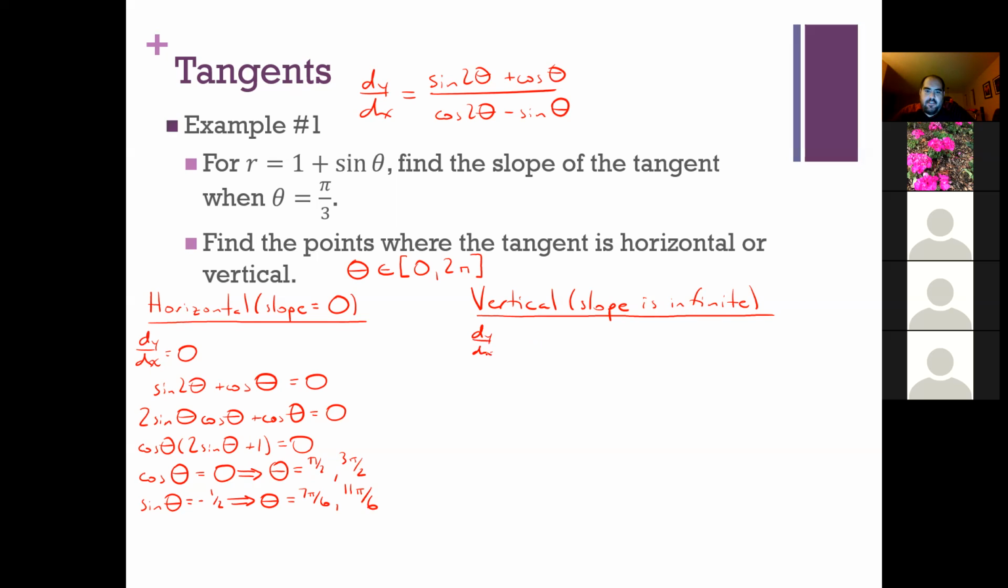So in that case, I want dy dx to be undefined, which will give me cosine 2 theta minus sine theta equals 0. And again, I've got a double angle I have to undo. You probably don't remember these, and I will give you the double angle identities again on the test, but just know that cosine 2 theta equals 1 minus 2 sine squared theta. That's one of the 3 identities you can use. I'm going to rewrite this as a quadratic where the leading term is positive. 2 sine squared theta plus sine theta minus 1 equals 0. And how does that factor?